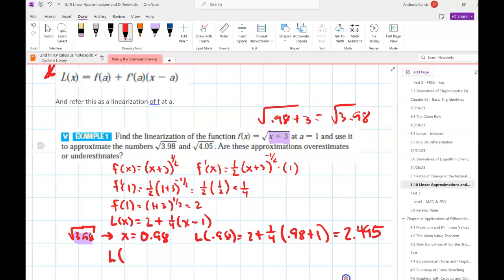So if I wanted to do 0.504 or 0.405, what is the x in that case? 1.05. Yeah.